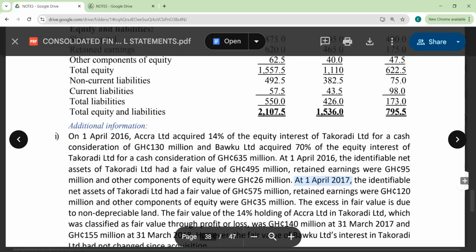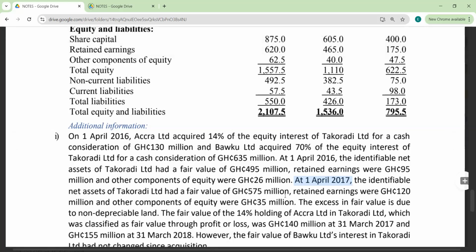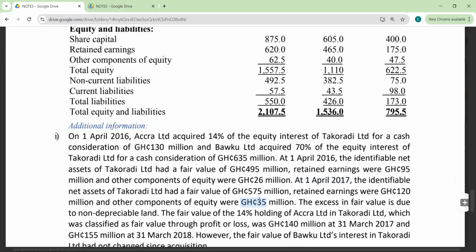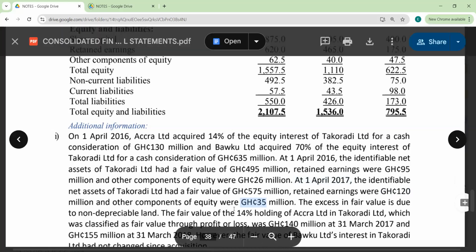Good. At 1st April 2017, the identifiable net asset of Daddy Limited had a fair value of 570. We'll take that. Retained earnings is what? 120. OCE, 35. Let me go and fill in the portion first. You see?